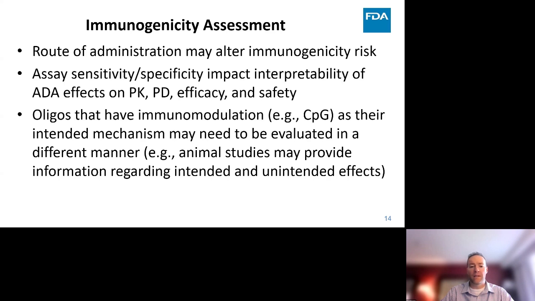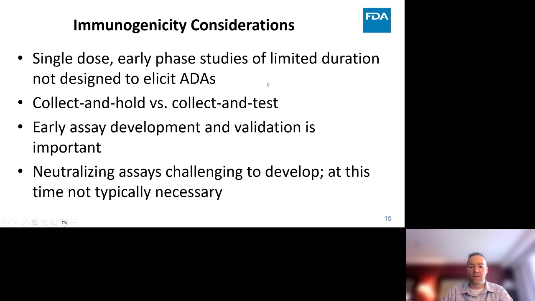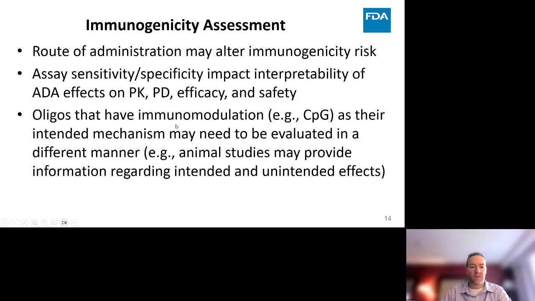Importantly, oligonucleotides that have an intended immunomodulation as their mechanism of action, for instance, CpG receptors, may need to be evaluated in a different manner. For instance, animal studies may provide further information regarding intended and unintended effects. Again, there have been no approvals with CpG modulatory oligonucleotides to date, but again, there are some of those in development.